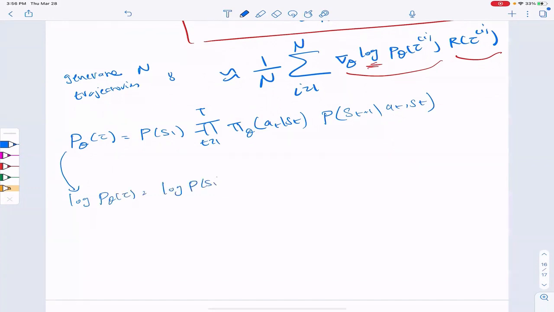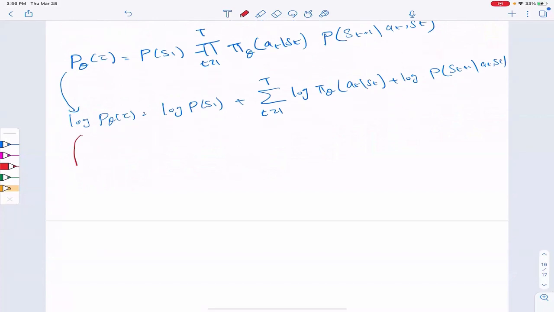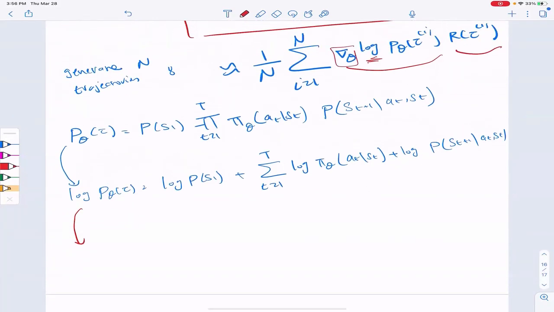So I get the initial probability that I start at a state. Maybe I will always start with the start token or whatever token that you're starting. And then this product will turn into a summation because I'm applying a log. This will be log of the first term plus log of the second term. Now let's see what happens, because at the end of the day, I'm interested in the gradient of the log function.